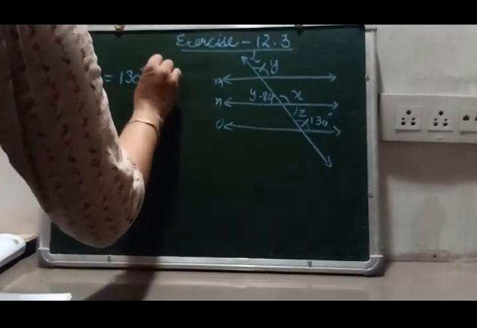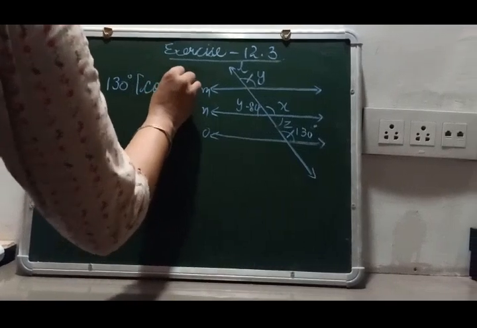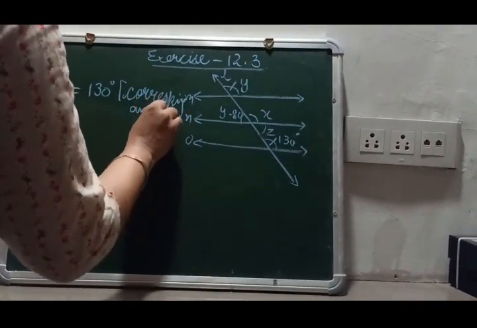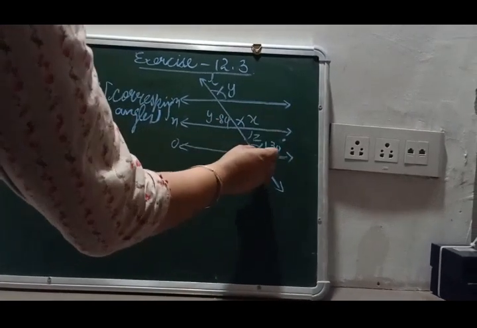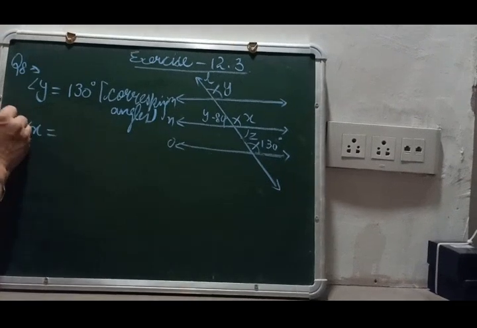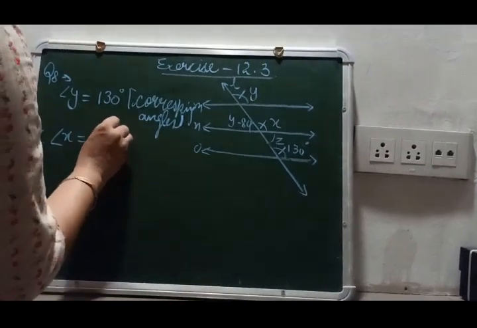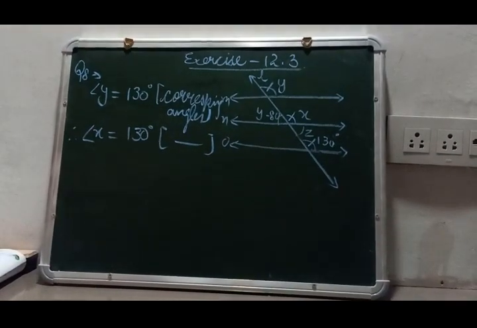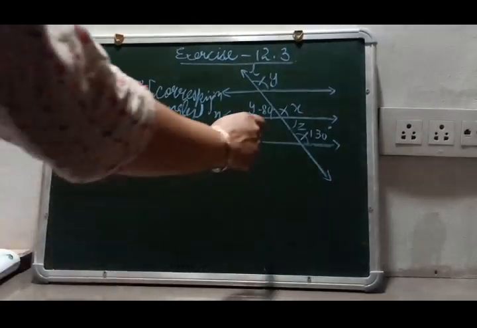So here you will write corresponding angles. Similarly, X and 130, again these are corresponding angles, so therefore X is also 130 degrees. Same reason, you will write corresponding angles. Now we are left with this.